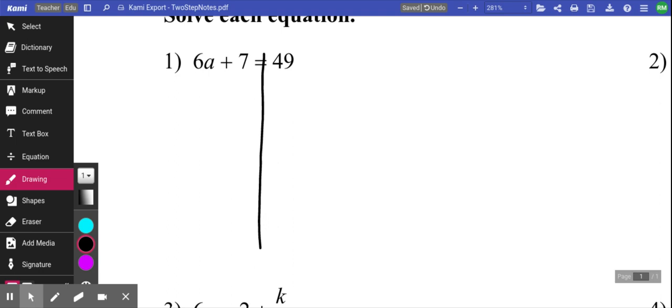What else is with the 6a? 7. Is it positive or negative? Positive. So we got to do the opposite, which is what? Subtract 7. So I'm going to subtract 7 on this side. What I do to the left side, I have to do to the right side. What's going to happen to my 7s? Cancel out. We're left with a 6a equals, what's 49 minus 7?